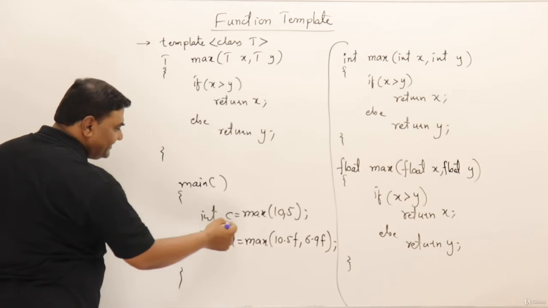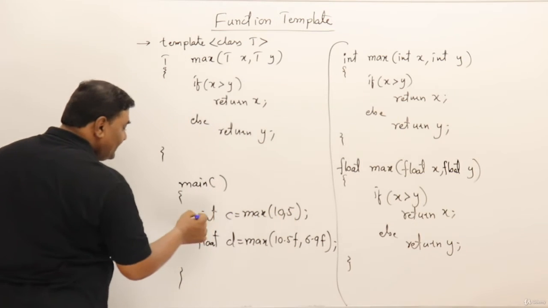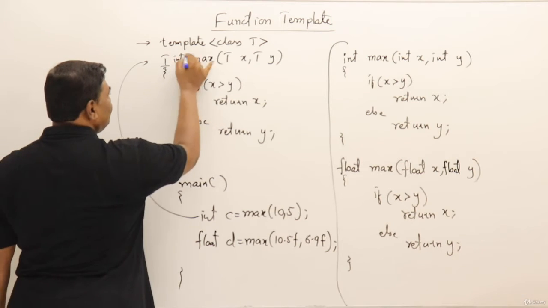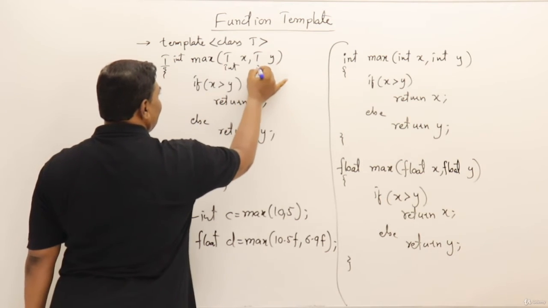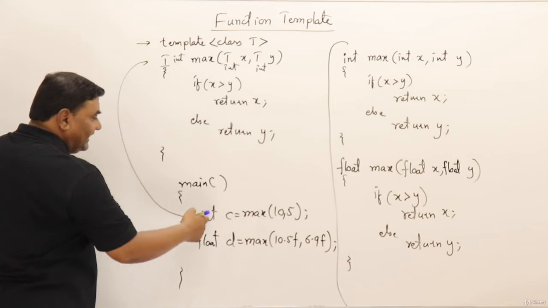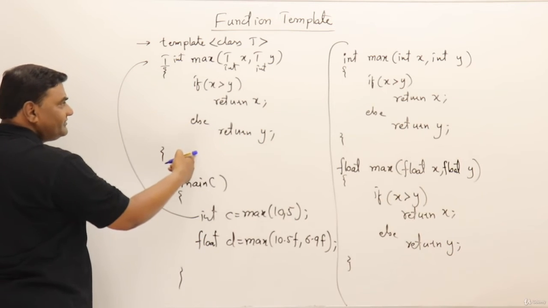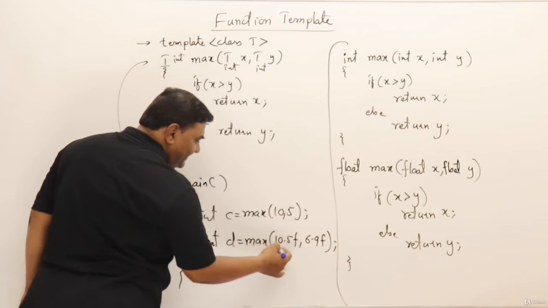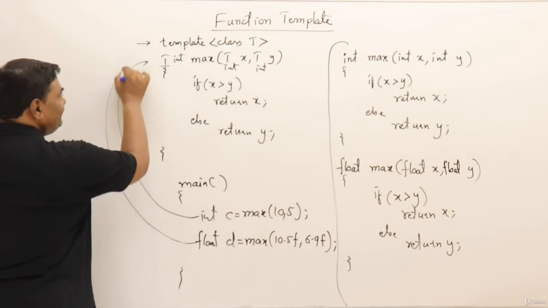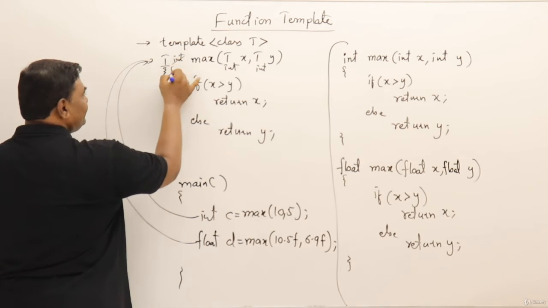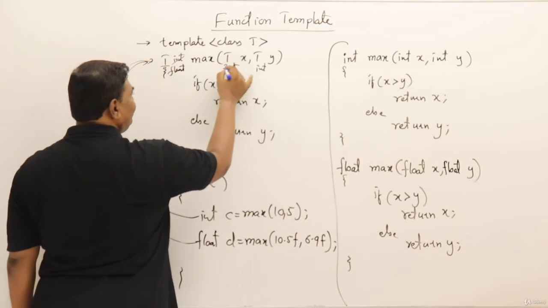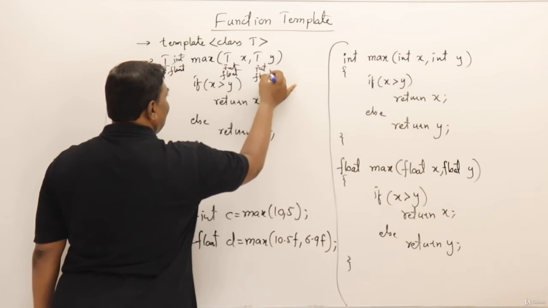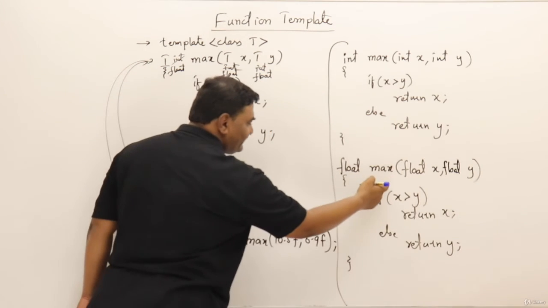Now inside main, when I say max 10, 5, this function will be called, and this T will become integer. This will work as an integer function, so it will work as the first version. And when I say D assign max of these values, again the same function is called, and this time T becomes float. So the same function works as float, as this version.